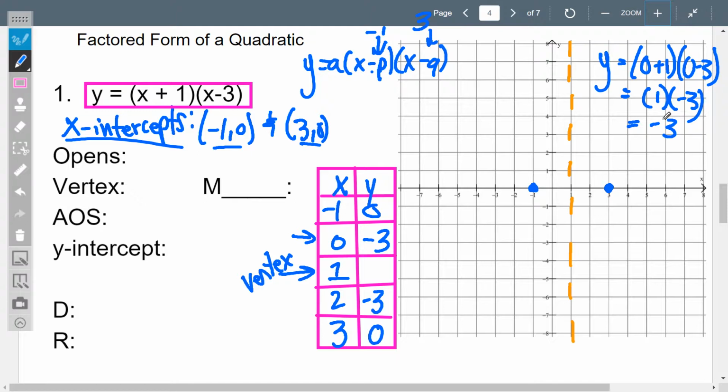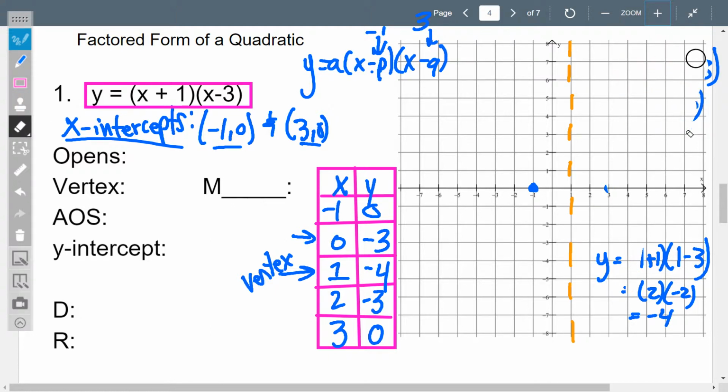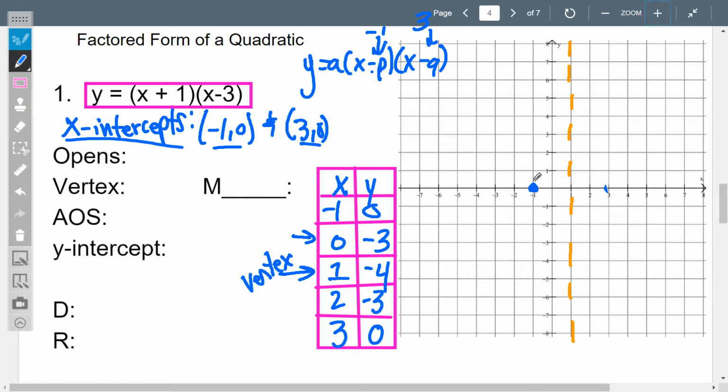I just need to plug in 1. So I got 1 plus 1 and 1 minus 3. So that's going to be 2 and -2, which is -4. So plugging in 1 gives me -4. So I've got all the points for my graph now. I can go ahead and graph this. (-1, 0), (0, -3), (1, -4), (2, -3), (3, 0).